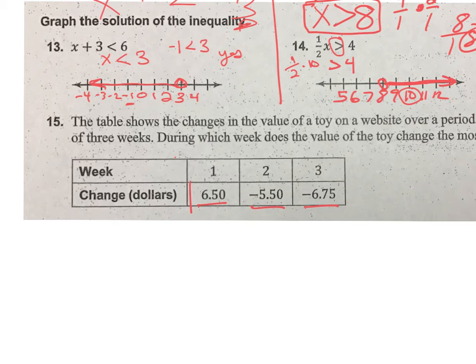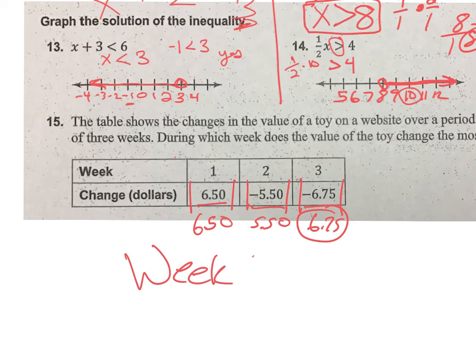Basically, what it's saying is, when you talk about absolute value, which one has the biggest absolute value? Well, this is 6.50, this would be 5.50, and this would be 6.75. So the biggest one is that one. So the week that had the most change is week 3.